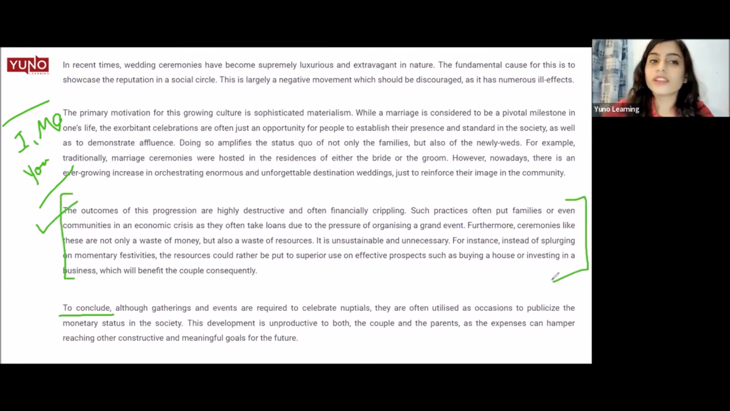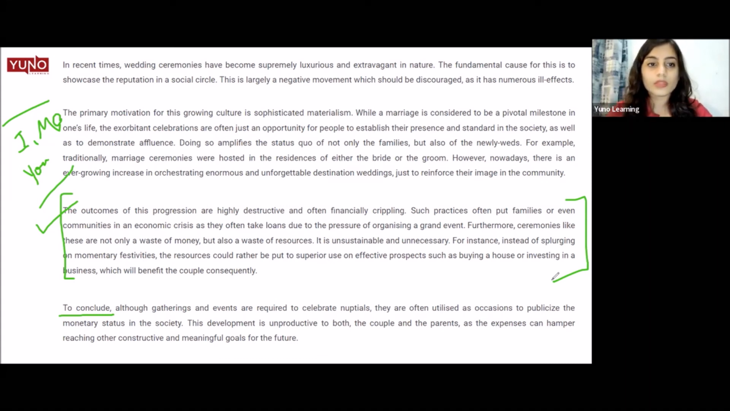You will only write the opinion where it is clearly asked, what is your opinion. Discuss both views and give your opinion. Do you think the advantages outweigh the disadvantages? Do you think this is a positive or negative development? When the question is asked with you, then you will write with your opinion. In any other case, your essay will be very general and very professional and formal. There will be no personality, there will be no personal influence on that. All right?